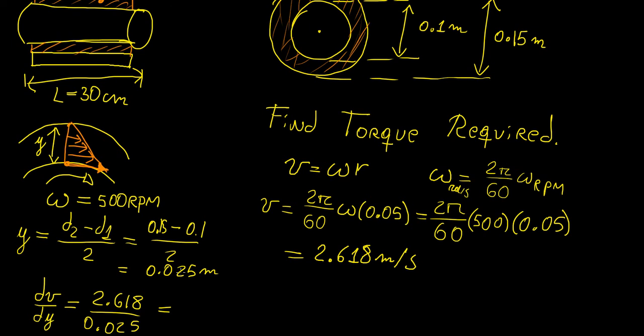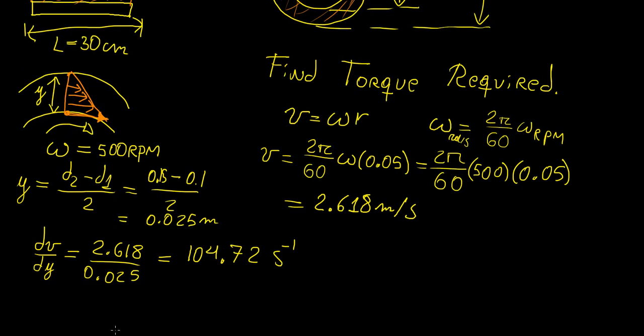So let's see what that gives us. That's going to be equal to 104.72 meters squared per second, I believe. Oh no, actually, it's going to be the following. So it's going to be just seconds to the power of -1, because the meters are going to cancel out from this division. Okay, so that's the velocity gradient.